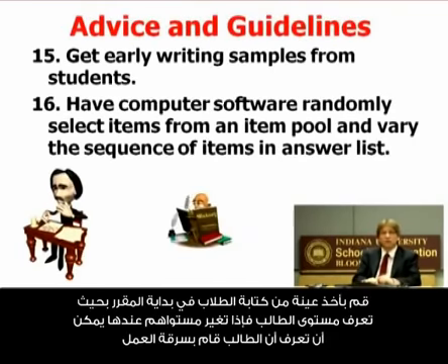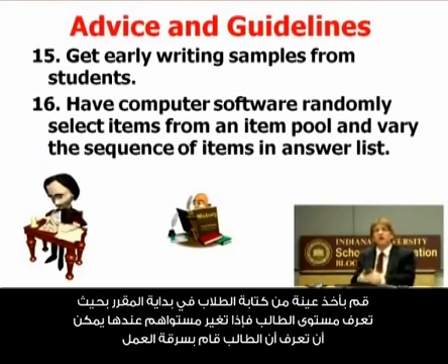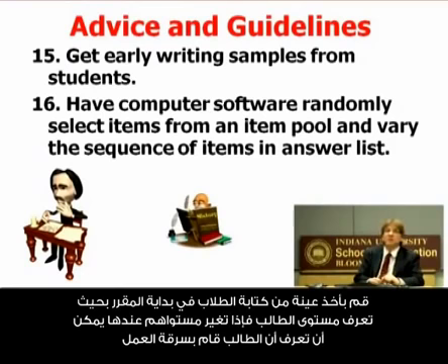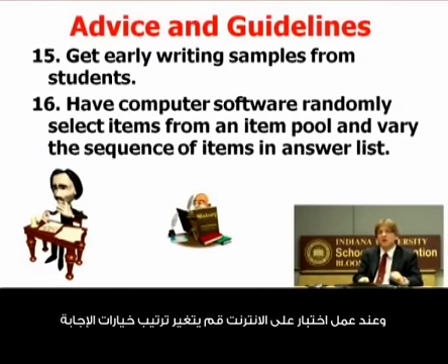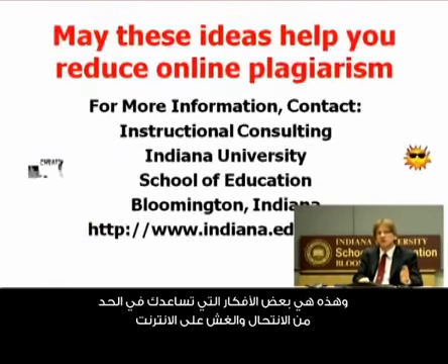Get writing samples early in the course. If you get a writing sample early and their writings change later in the course, you know something's amok. You might want to investigate this further. You might want to find out how that student all of a sudden transformed into this brilliant Shakespearean writer. Randomize the items from a computer software test bank, so the sequence of items are different for each student. But these are just some of many ideas related to plagiarism in online environments.